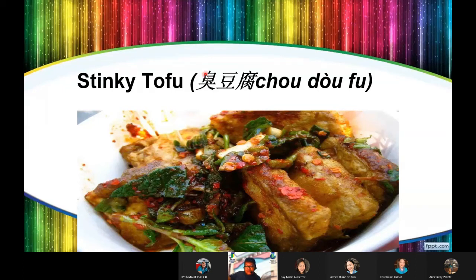It's just normal tokwa or tofu, but fermented, so you have this stinky tofu. Because of the fermentation, the umami taste of the soybeans is preserved. If you eat stinky tofu without imagining the smell, it's delicious. Actually, when you stir fry stinky tofu, the smell goes away. So sometimes it's also stir fried, with sauce and vegetables.